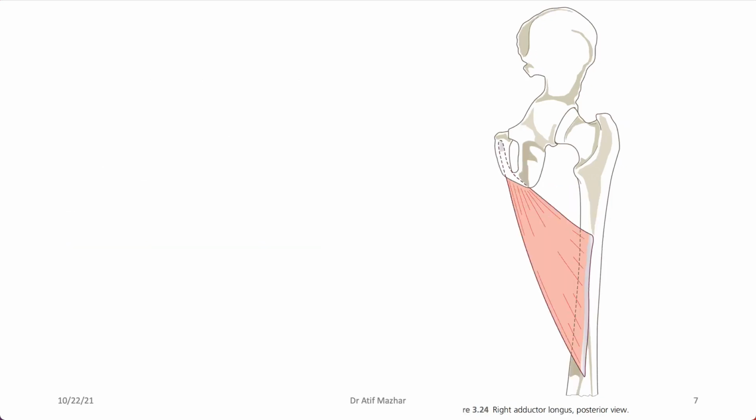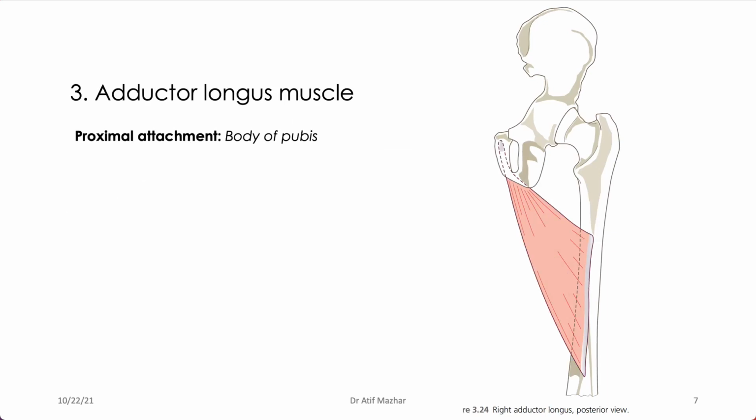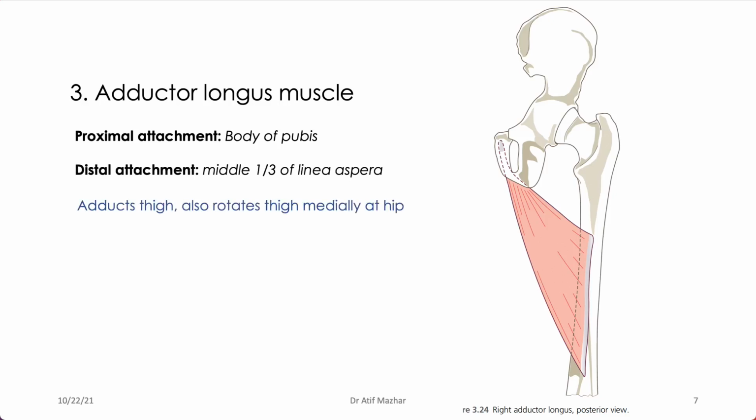And now we are looking at a big one, my adductor longus muscle. This muscle is coming from the body of the pubis, and it is going to the middle third of the linea aspera. It's also going to the linea aspera, as we talked about. This adducts the thigh, and it also rotates the thigh medially. So it is also doing a medial rotator job, but the primary job is adductor of the thigh at the hip joint.